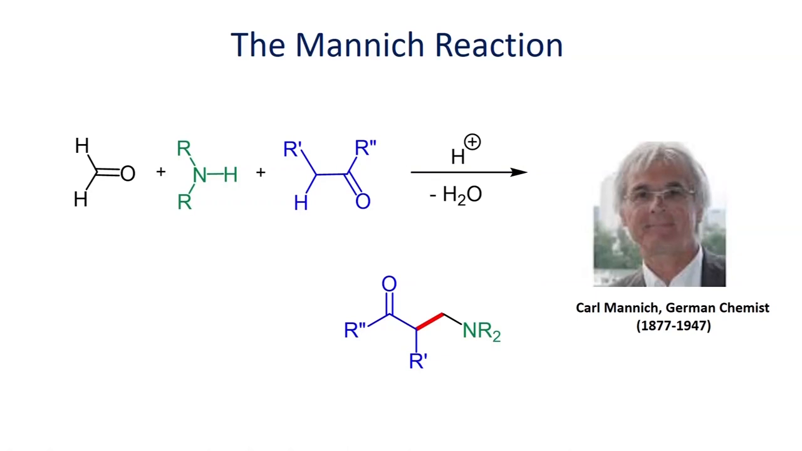It involves the reaction of amine, aldehyde to give an iminium ion which undergoes addition reaction to give beta amino derivatives. For example, in this case the secondary amine undergoes reaction with the formaldehyde to give iminium ion which leads to addition reaction with this enolizable ketone to give this beta amino carbonyl compound as the product.